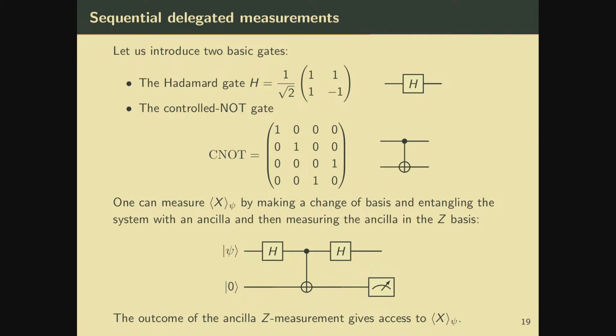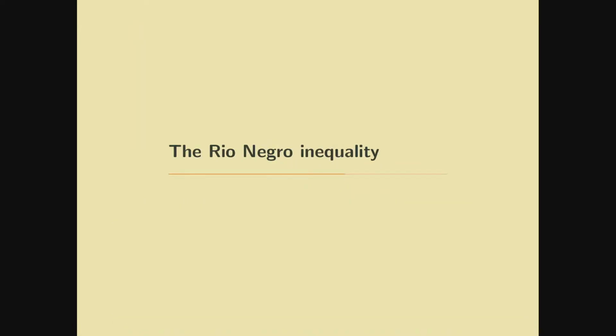Okay? Good. So now we're going to discuss an inequality due to Adán Cabello, which he proposed to test quantum contextuality and measure the degree of contextuality of some configuration of contexts, as we discussed yesterday.